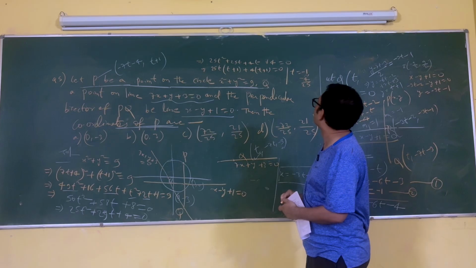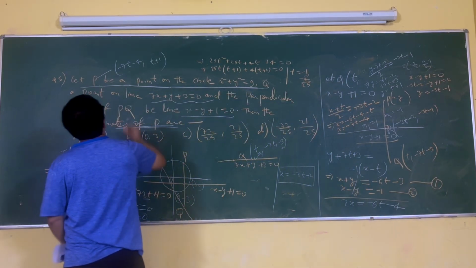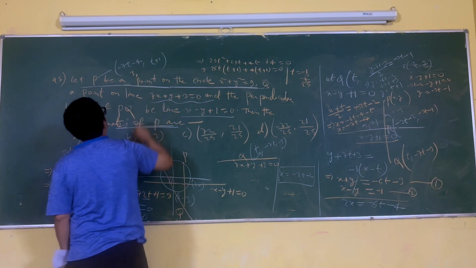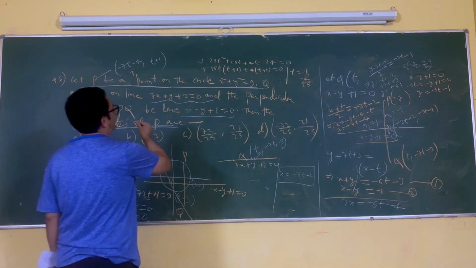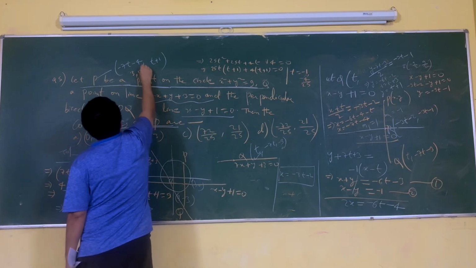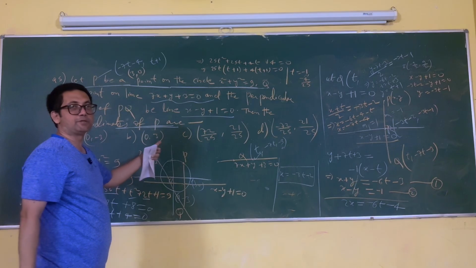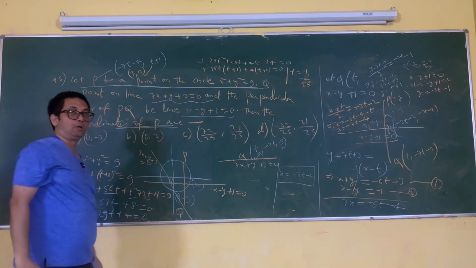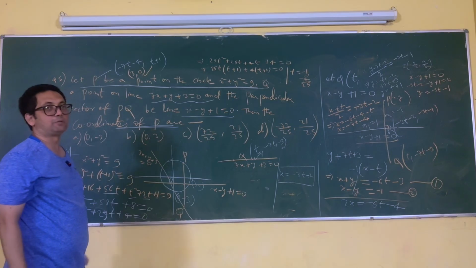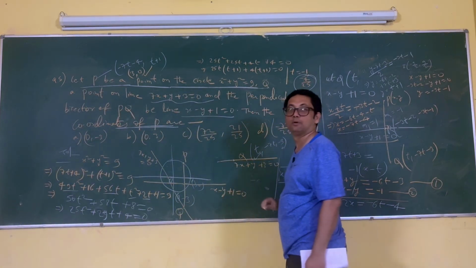Now if you put the value t is equal to minus 1, what will be this? 7 minus 4, 3, and minus 1 and 1, 0. So 3 comma 0. But 3 comma 0 is not in the options. It doesn't mean that it's incorrect. This is also a correct option, 3 comma 0. But since it is not given in the options, we will check for this other value now.